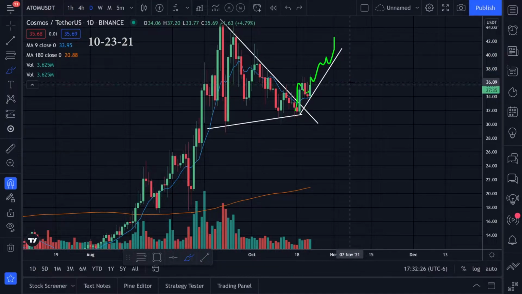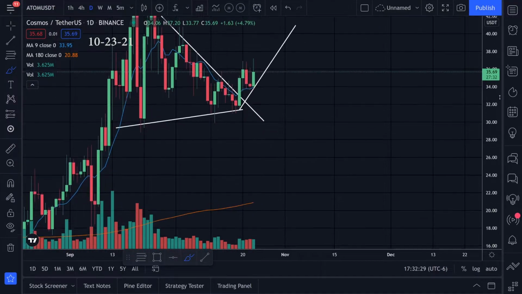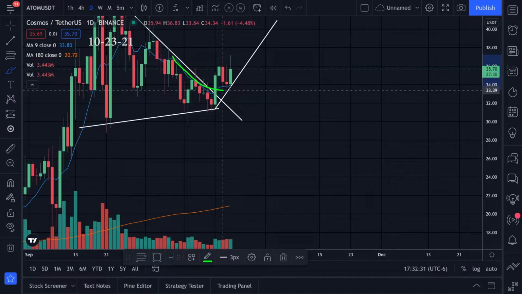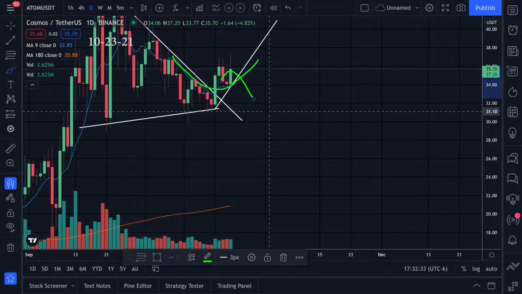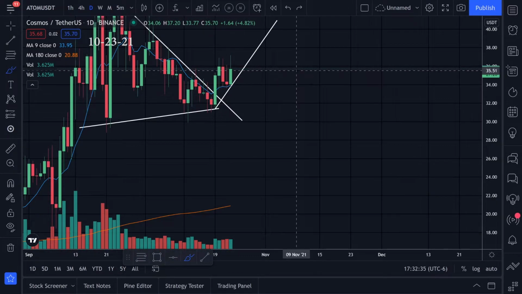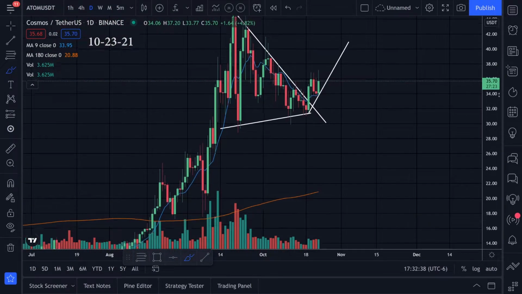When we break it, that'll be a signal that maybe we're changing directions. Also, this 9 moving average. If we broke below that 9 moving average, then that'll be another signal. Those will be two things that I'll be watching to see if we're going to the downside.